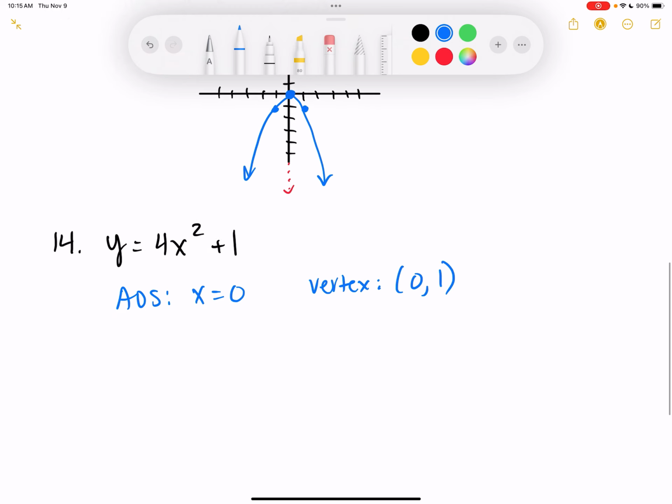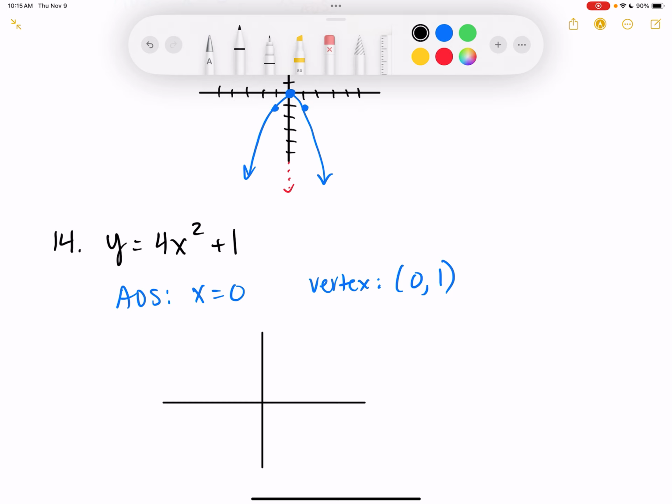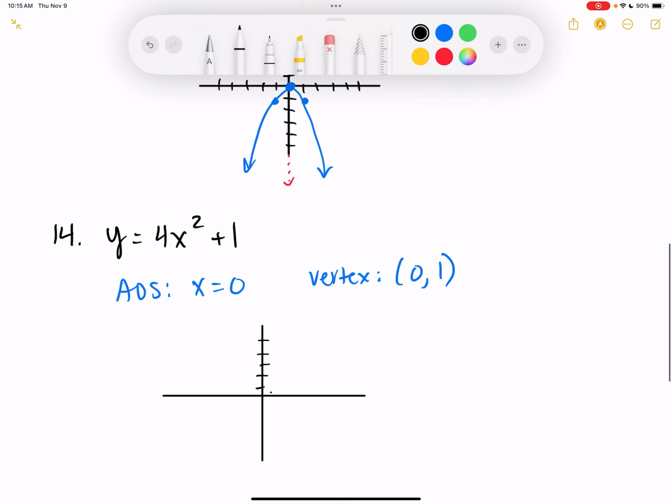So now when I graph this one, it's going to be opening up because it's positive. I have an axis of symmetry still at 0, so I'm just going to extend this and label it. But my vertex now is at 0, 1, so my vertex is up here compared to where it's been. So if I plug in 1 for x, what do I get? 5. So I come over to 1 and then up 5.